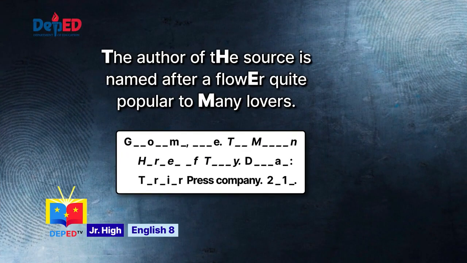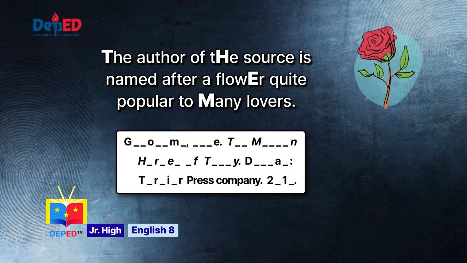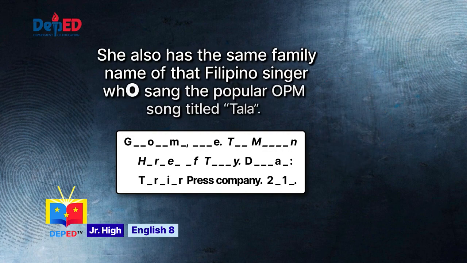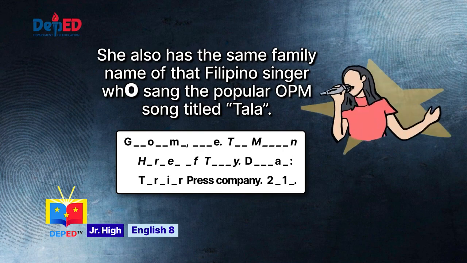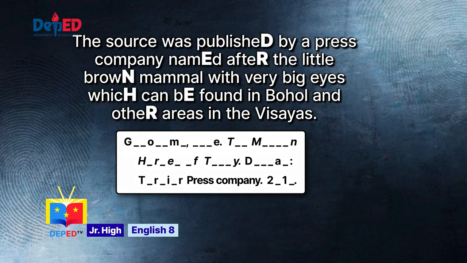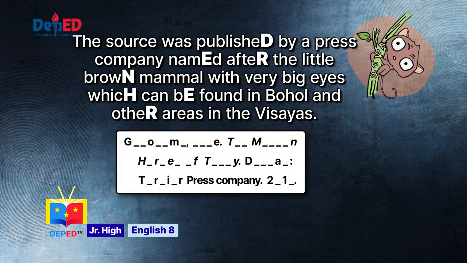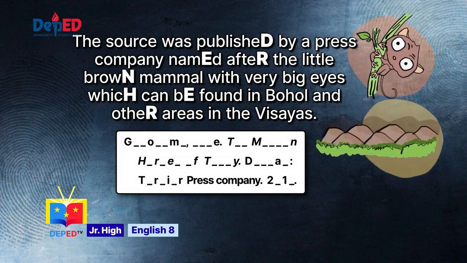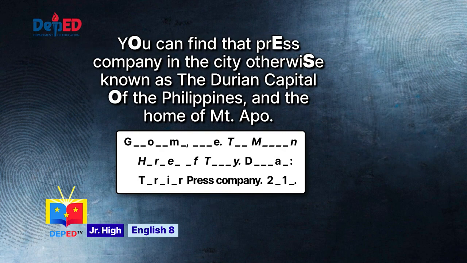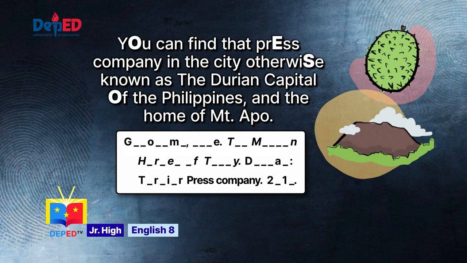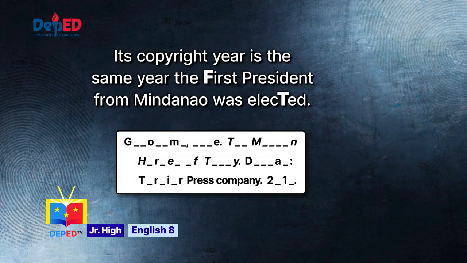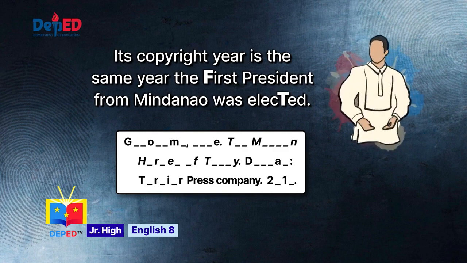Bibliography riddle. The author of the source is named after a flower, quite popular to many lovers. She also has the same family name of that Filipino singer who sang the popular OPM song titled Tala. The source was published by a press company named after the little brown mammal with very big eyes, which can be found in Bohol and other areas in the Visayas. You can find that press company in the city, otherwise known as the durian capital of the Philippines and the home of Mount Apo. Its copyright year is the same year the first president from Mindanao was elected.